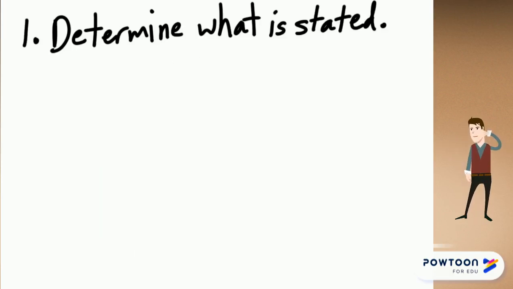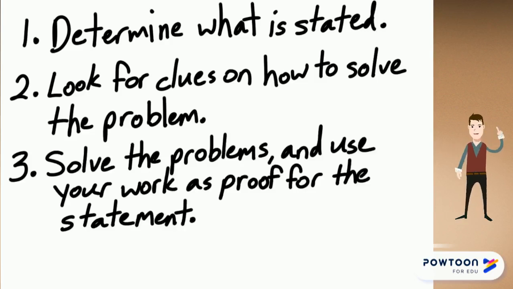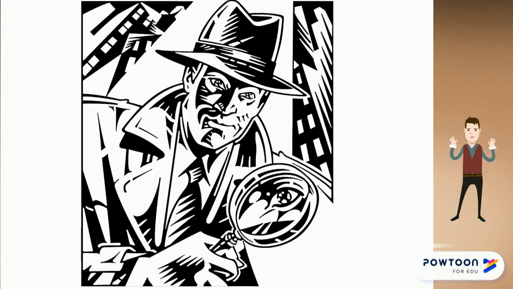When we are evaluating statements, the first thing we need to do is figure out what is stated. Then we need to look for clues that would help us figure out how to solve the problem. When that is done, we would use the work we did to prove if the statement is true or false. Let's look at a problem to see how this works.